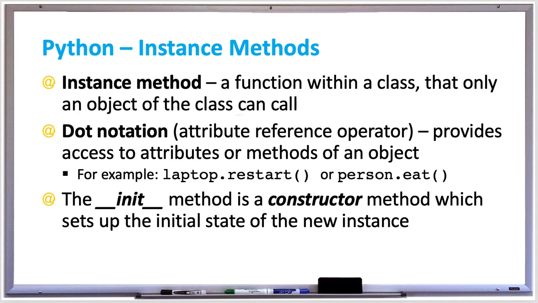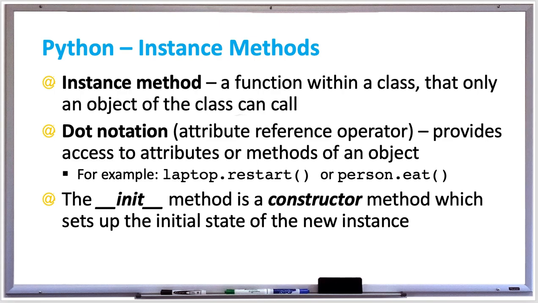It's a method that requires an object to be there in order for you to call that method, as opposed to a function that's not tied to an object like add. If you want to just add two numbers together, you don't need an object in order to do that. And instance methods are called with dot notation, which is also called the attribute reference operator. And this provides access to attributes or methods of an object. For example, laptop.restart, where .restart is calling the instance method restart to restart a laptop. Or person.eat is another example where a person is eating by calling the eat instance method.